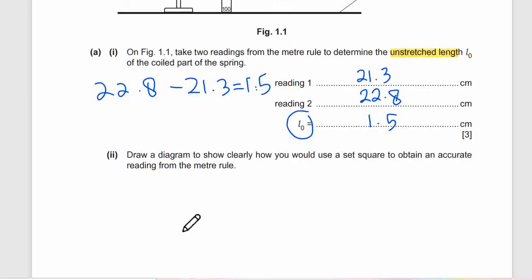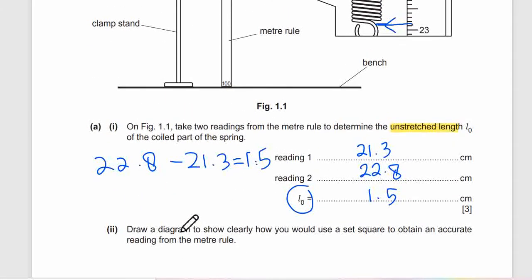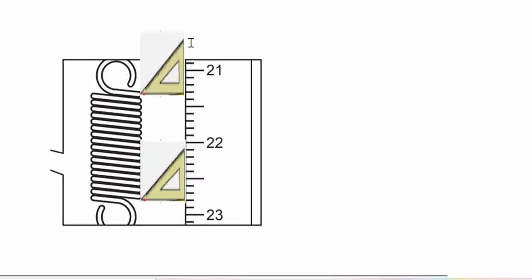Next, it's kind of easy, the first question. Question A, part 2: draw a diagram to show clearly how you would use a set square to obtain an accurate reading from the meter ruler. So we put the set square in here, and this should be parallel with the ruler and the other side pointing to the upper part of the spring. And for the second one, we can draw a second set square here. This side is parallel to the ruler, and this one is in line with the lower part of the spring. And we take the reading. This is 21.3 and this is 22.8. That will be our answer for the diagram.